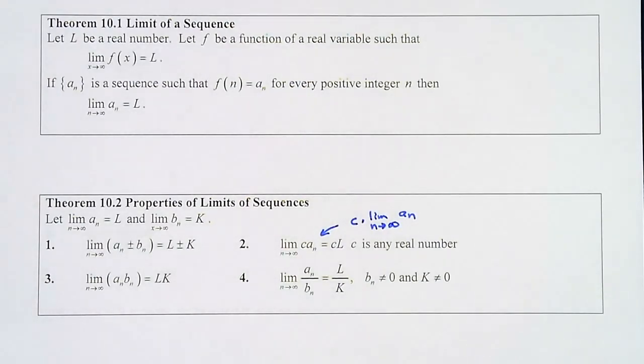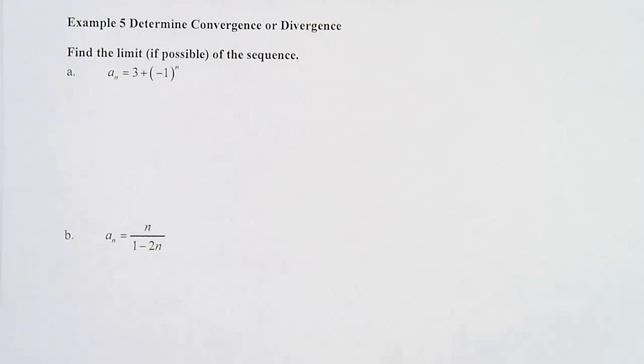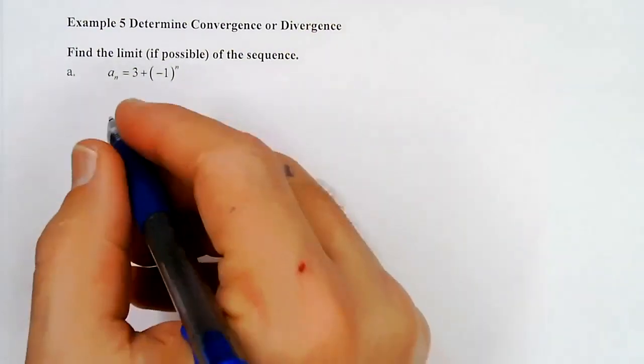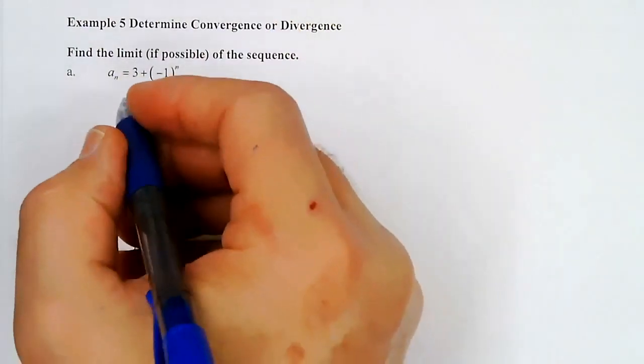All right, so that is how we do properties of limits. So let's find some limits of some of these sequences. Some of these sequences are from the first page of sequences, where we found the first 5 terms. So I'm going to go back to that first page.